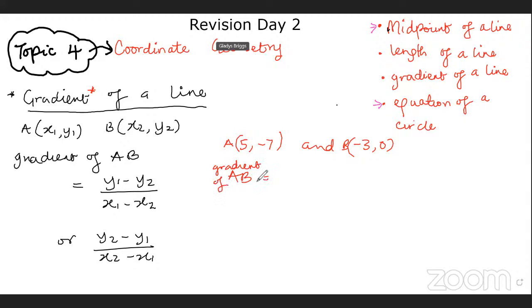It will be equal to y1 minus y2 over x1 minus x2, which is -7 minus 0, over 5 minus -3. This is going to give you -7 over 5 plus 3, which is 8. So that's the gradient of the line joining those two points.